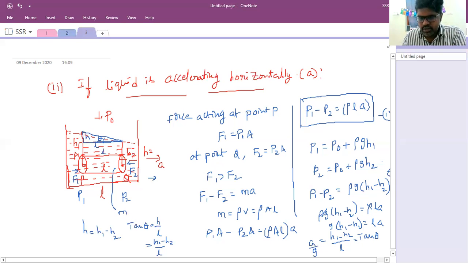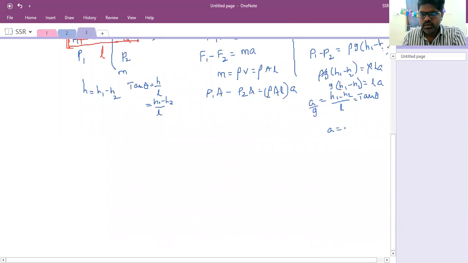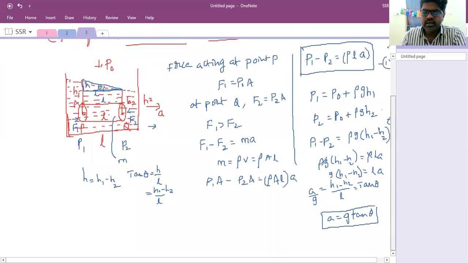That means a is equal to g tan theta. This is one relation we can establish: the acceleration of the liquid making an inclination theta. In that case, acceleration a is equal to g tan theta. This is the one relation we can establish if the liquid is accelerating horizontally.